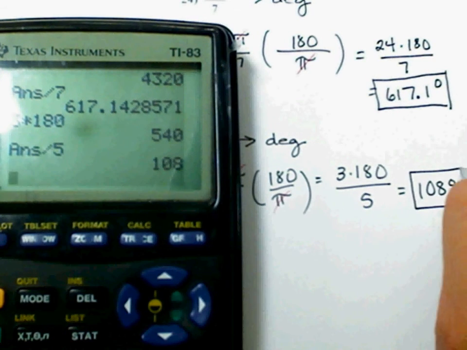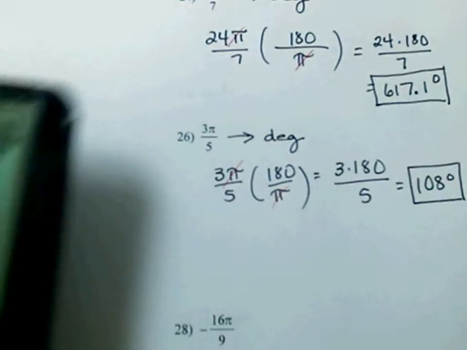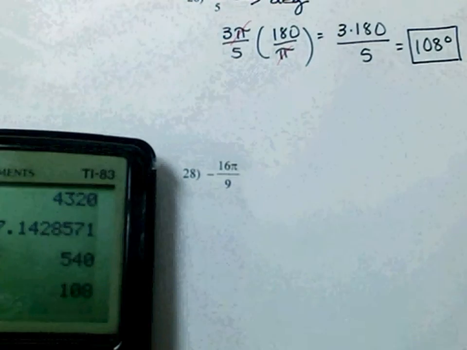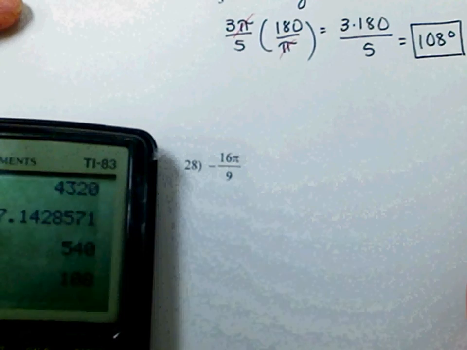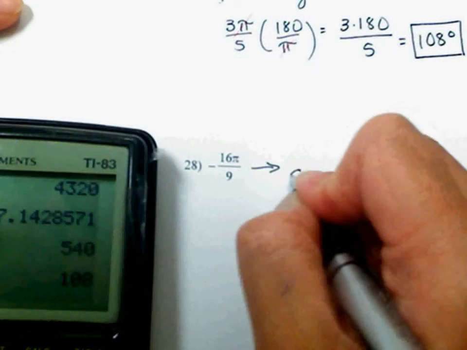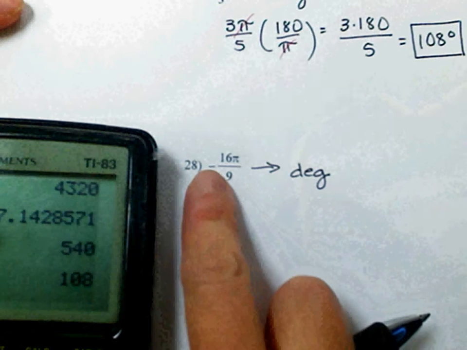All right, 28. We have another pi. Okay? This time it's a negative. It does not matter. We are going to convert this to degree. The negative just tells you you are going to go clockwise instead of counterclockwise. That's the only thing it tells you.